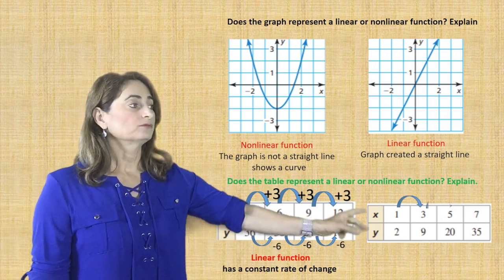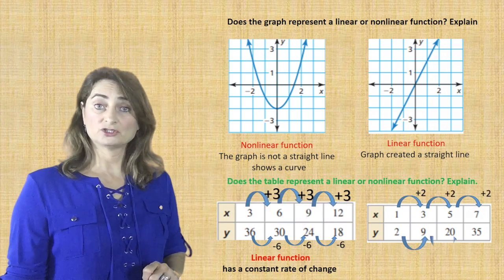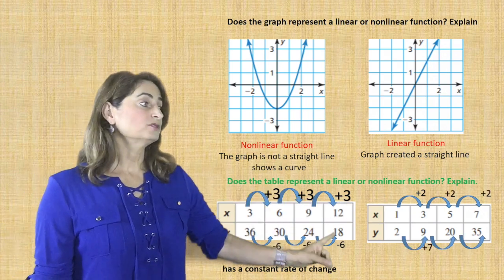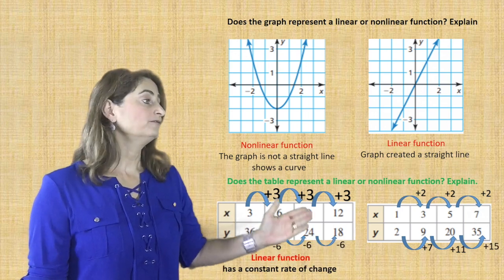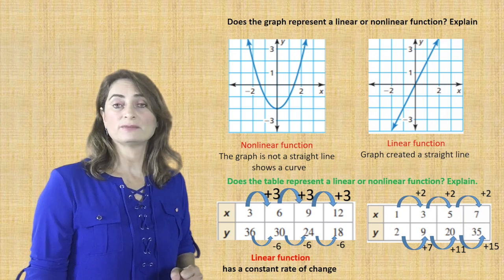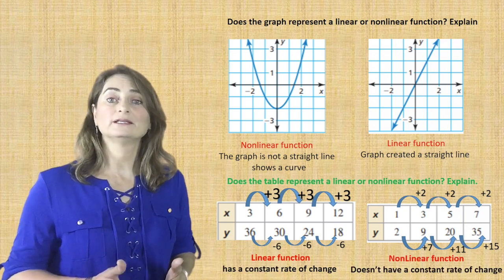In the second table, watch how x increased from 1 to 3 to 5 to 7. It increased by 2. And y from 2 to 9 increased by 7. From 9 to 20, increased by 11. From 20 to 35, increased by 15. So there is no constant rate of change. That means it's a nonlinear function.